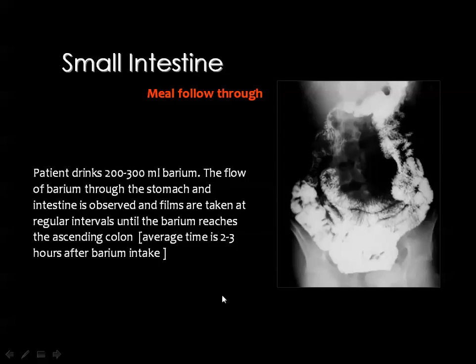And by this examination, we usually let the patient drink about 200 to 300 milliliters of barium fluid, and we trace the flow of barium through the gastrointestinal tract, either under fluoroscopy or by taking serial films to ensure adequate opacification of the whole small intestine, starting from the stomach, ending by the terminal ileum and the ascending colon.